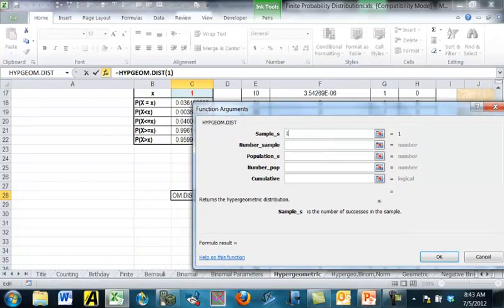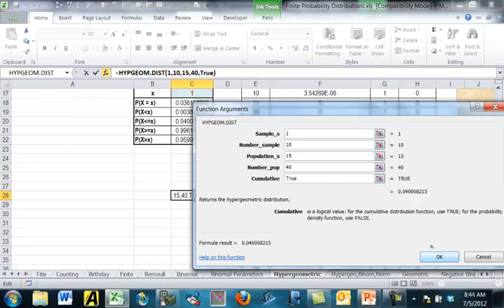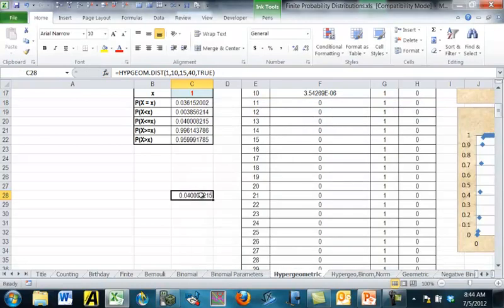The number of successes in the sample, 1. The size of the sample is 10. The number of successes in the population, that's 15. The population size, that's 40. And you enter true or false. True will be a CDF, and for a PDF, use false. So we want true. And there's the number right there. Hit enter, and it will return that number.